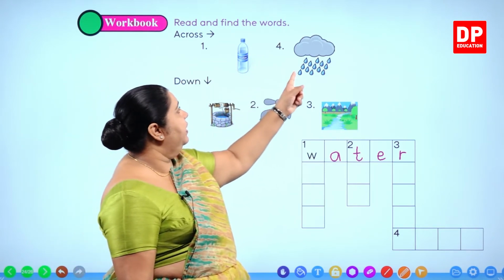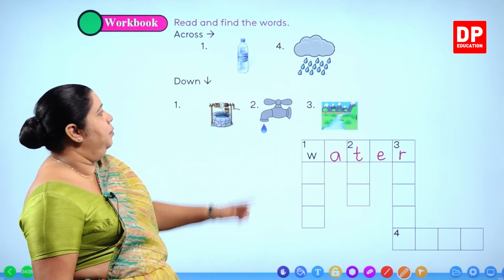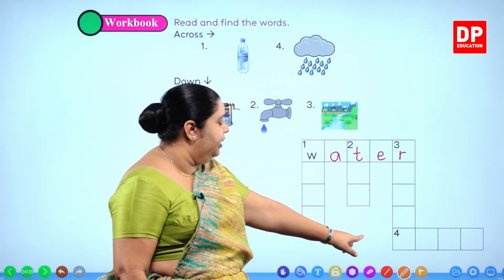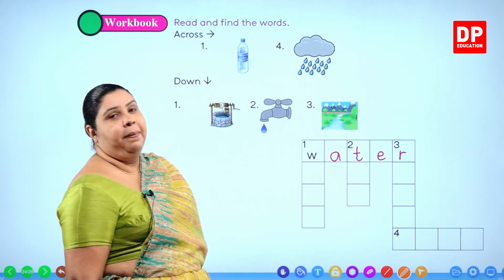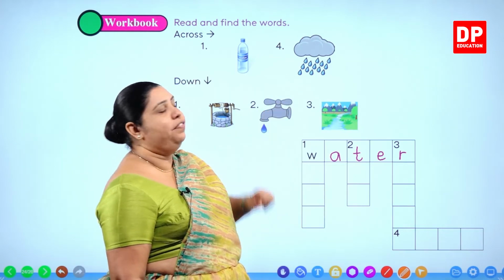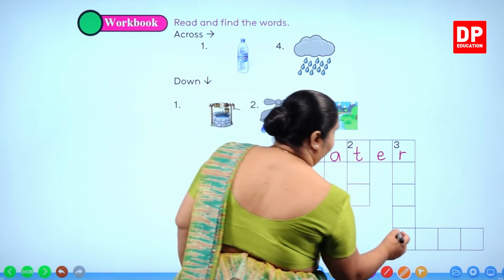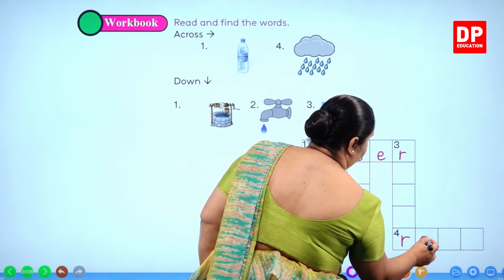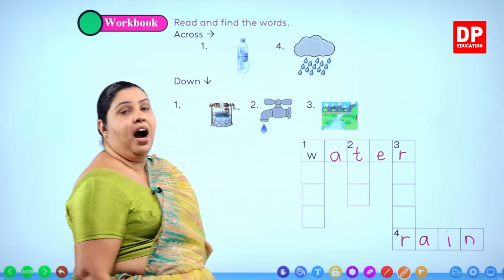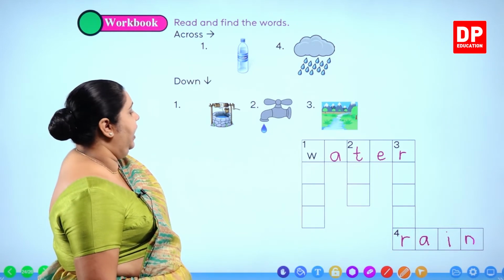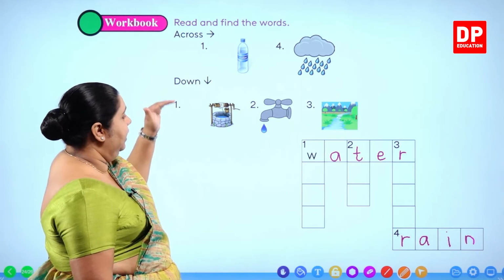The second word across. Number 4 is over here and we have to fill this. Now, what do you think of this? What is that? What is falling from the sky, from the clouds? It's rain. How do we write the word rain? R-A-I-N. It has only 4 letters. R-A-I-N. Rain.